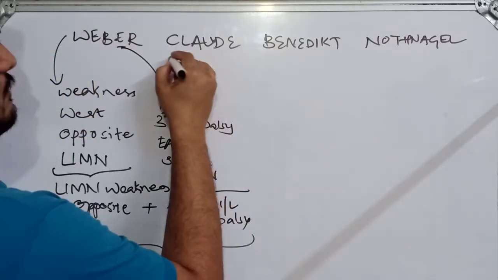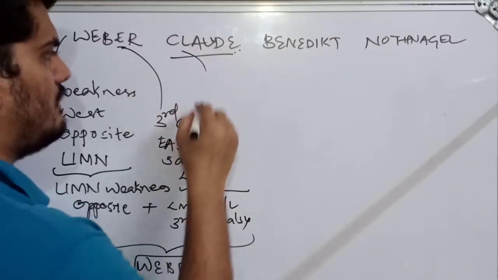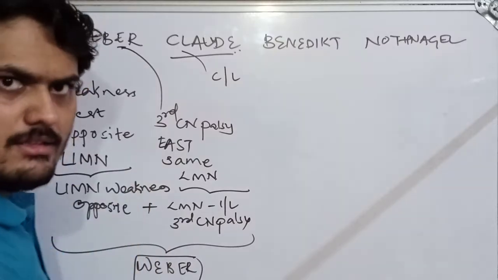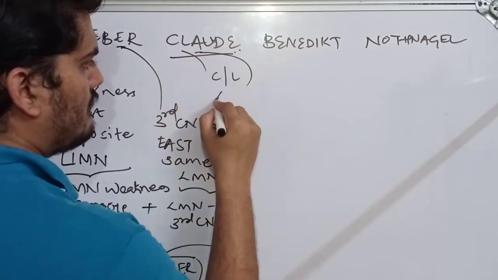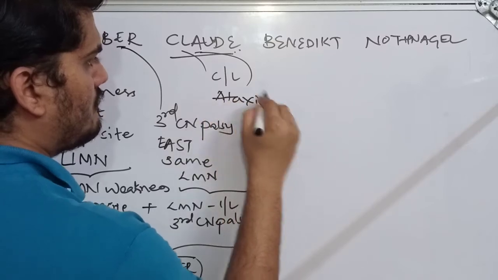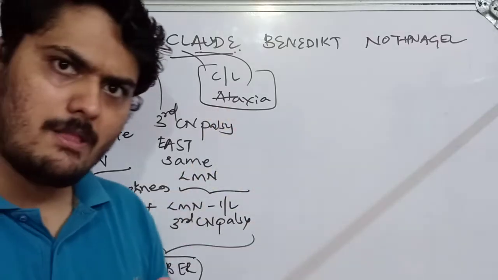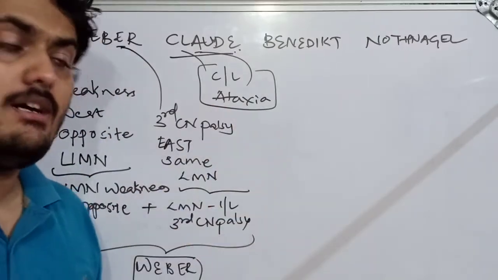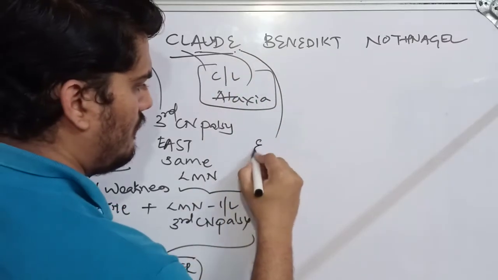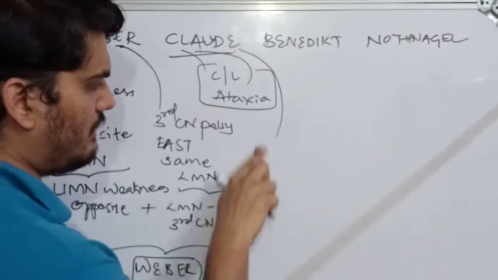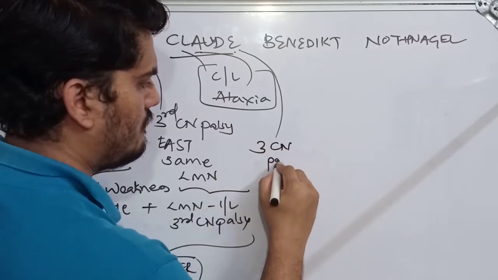Now coming to Claude syndrome. What does this CL indicate? CL is for contralateral. What will A stand for? Ataxia. So CL for contralateral, A for ataxia. Next, it ends with E. Apply the same logic. Just flip it, what you get? 3. So third cranial nerve palsy.